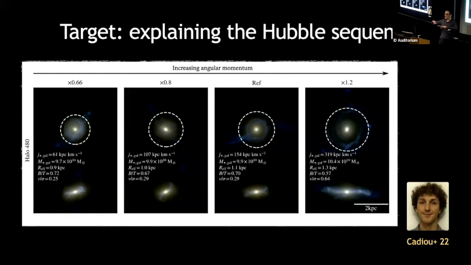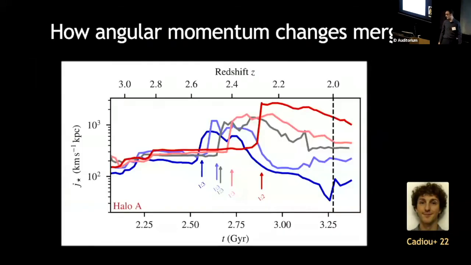It's all to do with the way that the alignment of infalling structure changes. Not just the alignment, but the timing of the infall. So this is showing you the stellar angular momentum as a function of time in this galaxy. And you'll notice there are jumps.